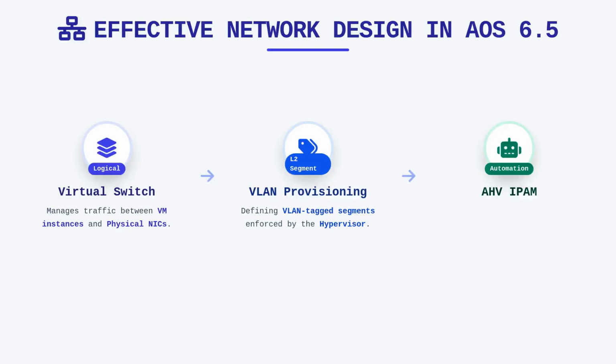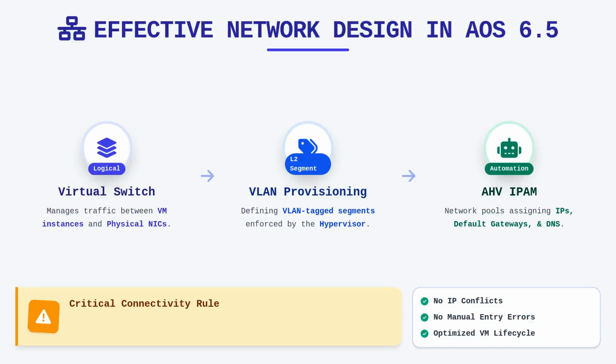To implement IPAM, you define a network pool within AHV that assigns IP addresses, default gateways, and DNS servers to virtual machines as they are attached to that network. This automation ensures that IP conflicts and manual entry errors are mitigated during the provisioning phase of your virtual machine lifecycle. You must ensure that the IP subnet ranges defined in the AHV network match your physical infrastructure's routing capability to allow for proper upstream connectivity.